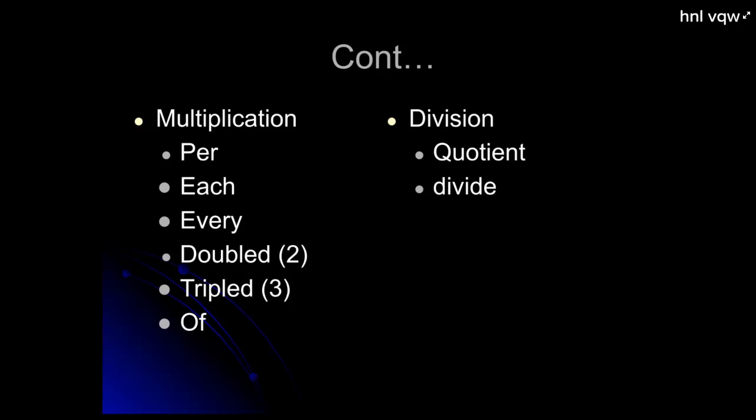Multiplication, per is the big one. Per is in a lot of word problems. Each, every, doubled was a special one, means you multiply by 2. Tripled is another special one, it means you multiply by 3. And of, I talked about with the warm-up this morning, you mostly see it with fractions, and it means to multiply.